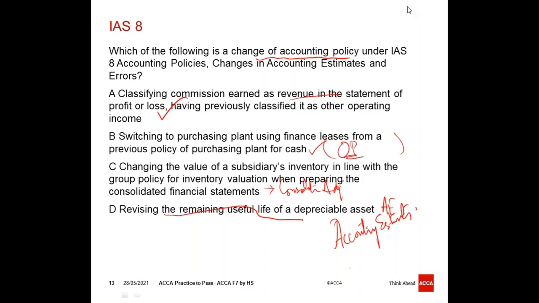Last time you said that the commission income cannot be classified as revenue. It depends on whether you are earning the commission and it's your main business. Because when we talk about revenue, revenue means the amount that you are earning from your main business. So if it is your prime business, then commission will be your revenue.